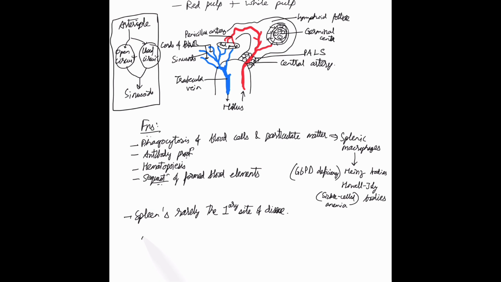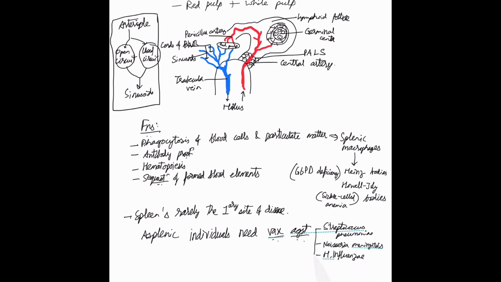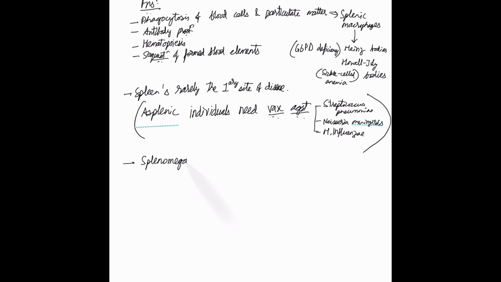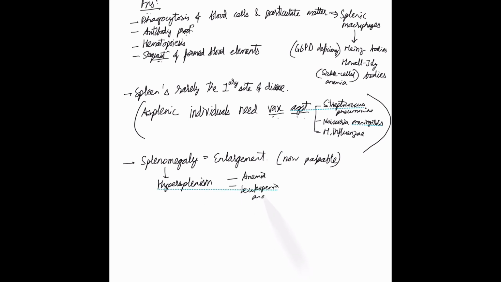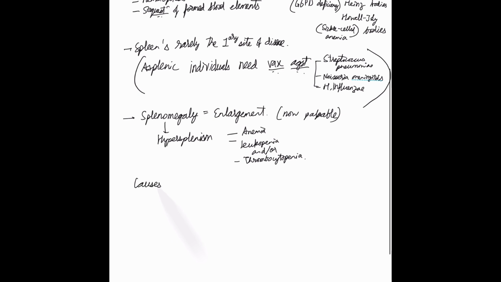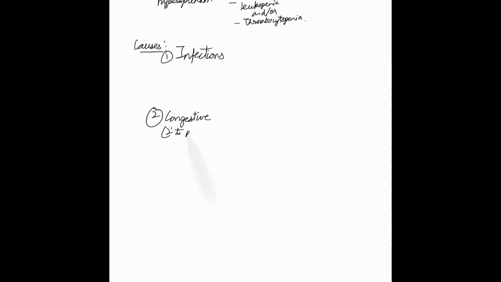Spleen is rarely the primary site of disease. Splenomegaly is usually secondary to a lot of diseases. Another thing to be noted is that asplenic individuals need vaccination against these three pathogens: Streptococcus pneumoniae, Neisseria meningitidis, and Haemophilus influenzae. Streptococcus pneumoniae vaccination is of top priority among asplenic individuals. So splenomegaly is basically when the spleen is enlarged so much that it now becomes palpable. It can lead to a condition called hypersplenism, in which you have anemia, leukopenia and thrombocytopenia.